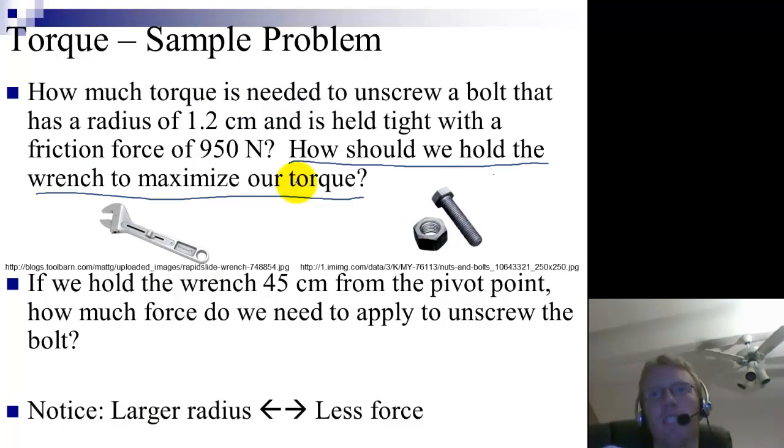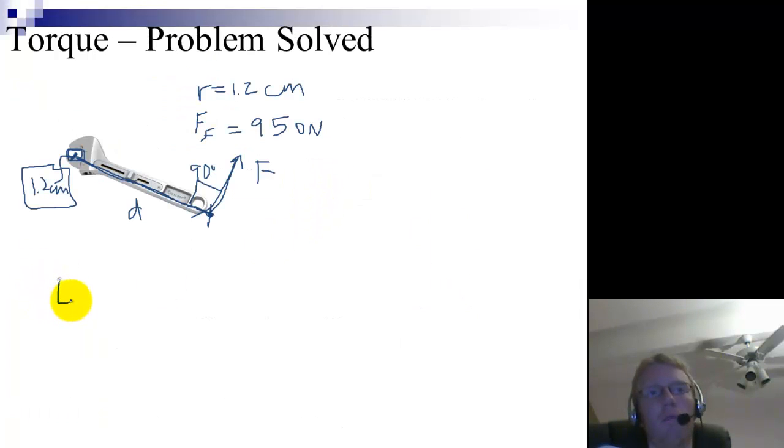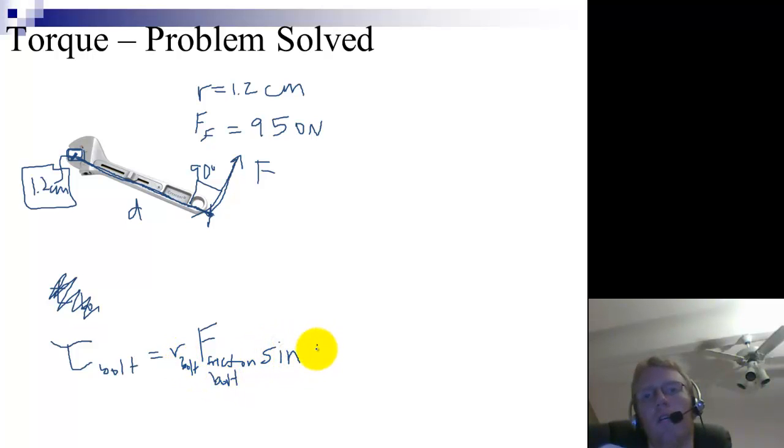Okay, so what is it actually asking us for? It's asking us how much torque is needed to unscrew the bolt. So actually, for the torque of the bolt, oh, I screwed up. Torque is not T. Cancel. Torque is tau, which is like that. The torque of the bolt is R of the bolt times the force of friction on the bolt. Notice these are always on the bolt. Force on the bolt, radius of the bolt, times sine of the angle on the bolt. This is a little bit tricky, angle on the bolt, but the R and the F are not.